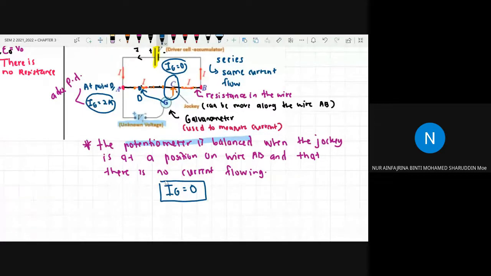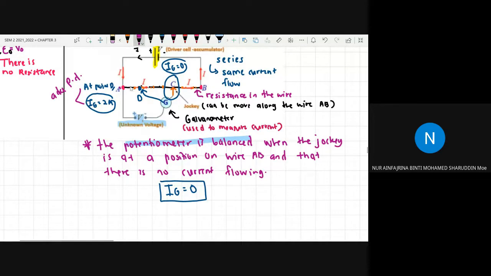Okay, I repeat. Kan Miss cakap jockey ni kita boleh move dia along wire AB. Contoh, bila move dia ke point D, there's a reading of current dekat galvanometer tu. So meaning there is potential difference. But Miss move lagi dia ke point C. So bila Miss move dia ke point C, dekat galvanometer awak, reading dia adalah 0. Reading of the current is 0. So bila reading of the current is 0, maksudnya dekat point tu lah potentiometer is balanced. Senang awak ingat, bila awak move-movekan dia dan galvanometer bagi reading kosong, maksudnya potentiometer is balanced dekat position tu, dekat point tu.